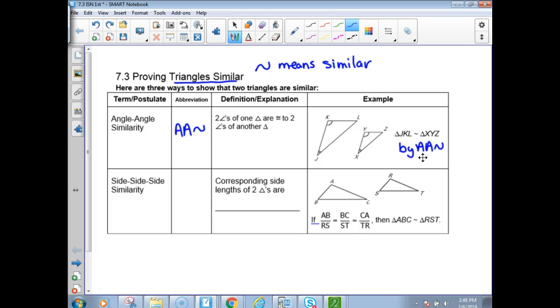So there is a difference. You must have the similar symbol on these, and you're going to use the similar symbol between the two triangle statements. This is called your similarity statement, and you have to have the letters correspond properly. Side, side, side, similar. SSS with a wavy, similar symbol. Corresponding side lengths of two triangles are proportional. All of them. Proportional. Spell it correctly. Meaning they're going to be in the same ratio.